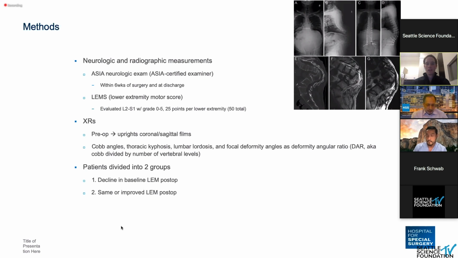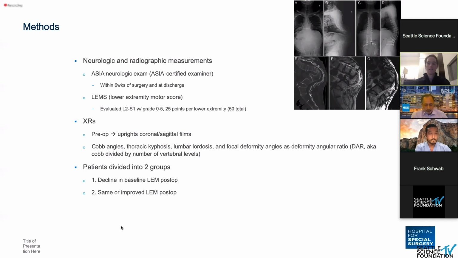They used the ASIA neurologic exam to define these patients, specifically with ASIA certified examiners. Those examiners looked at patients right before surgery within a 6-week window and then right at discharge. They scored it using the lower extremity motor score, which is L2 through S1 and 25 points per limb for a total of 50. They looked at the pre-op x-rays, the upright imaging showing Cobb angles, thoracic kyphosis, lumbar lordosis, and also the deformity angular ratio, or the DAR, which, if you don't know, is just the Cobb angle of that focal deformity divided by the number of vertebral levels.